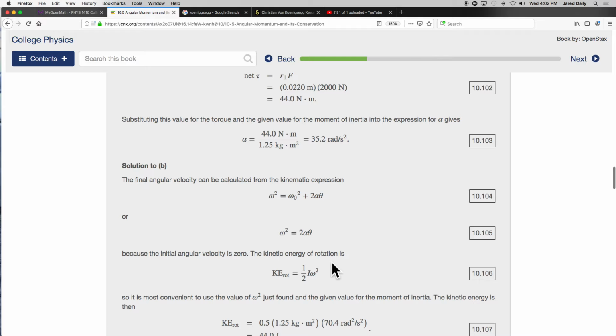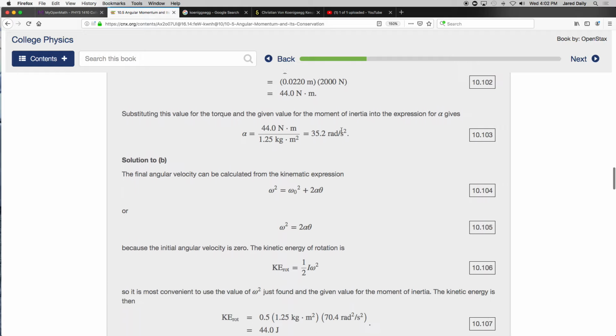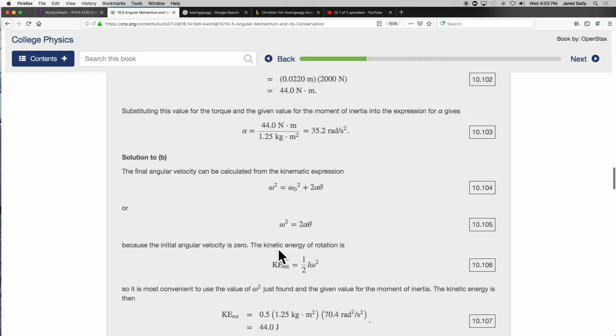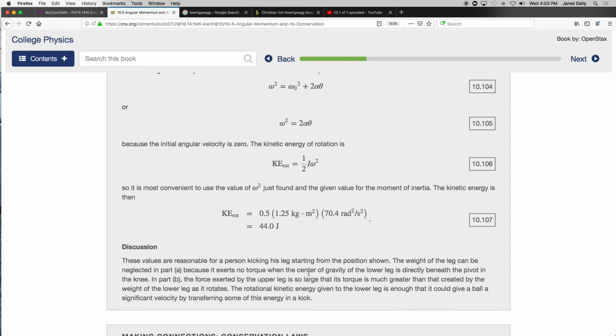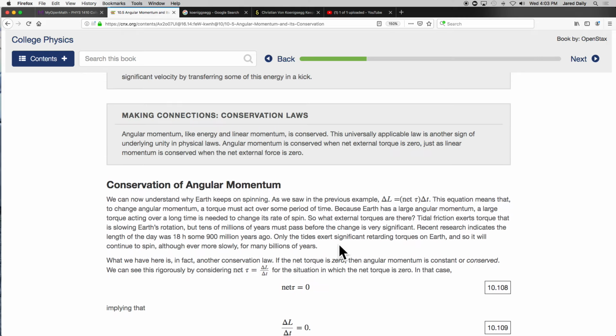Then they use that in a kinematic equation to solve for omega. Well, actually they don't. Yeah, you can definitely use that. And then, once you've calculated the angular acceleration, you can plug that in and calculate the kinetic energy of the rotating leg, and you're done. It's the same kind of stuff that we've done before. It's not any different in the math. It's just different in recognizing what rotational things go into the equations instead of linear things.